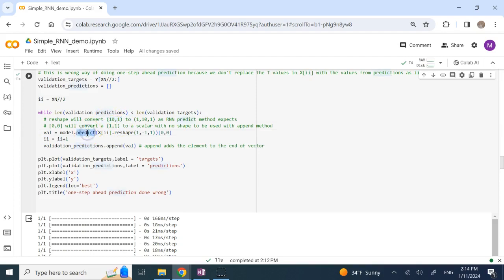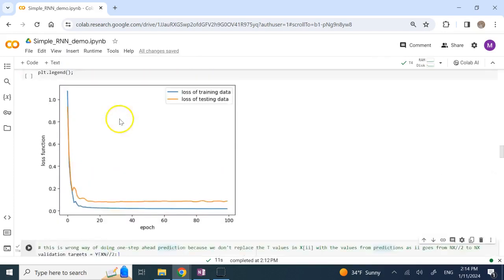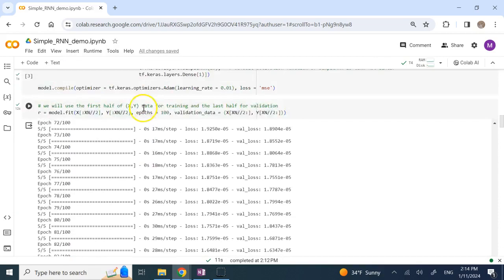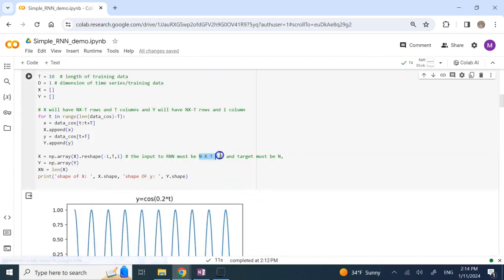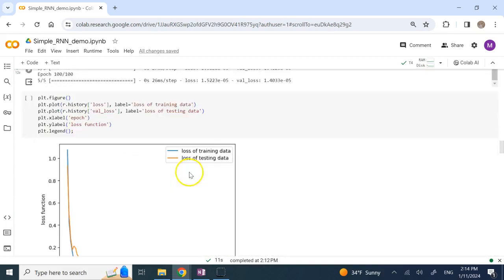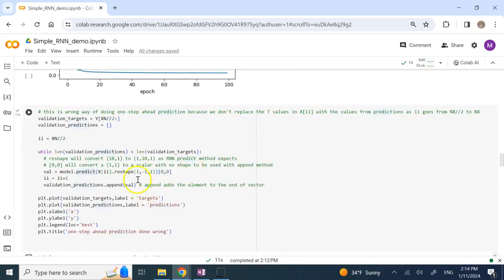But this predict method, just like your original network, expects a three-dimensional shape. It should be n by t by d, not just t by d, or sorry, n by t. So you have to expand that extra dimension of 1, and that's what you do here with this reshape to make it like that. Yes, and you pass it to predict, and predict will give you a value.